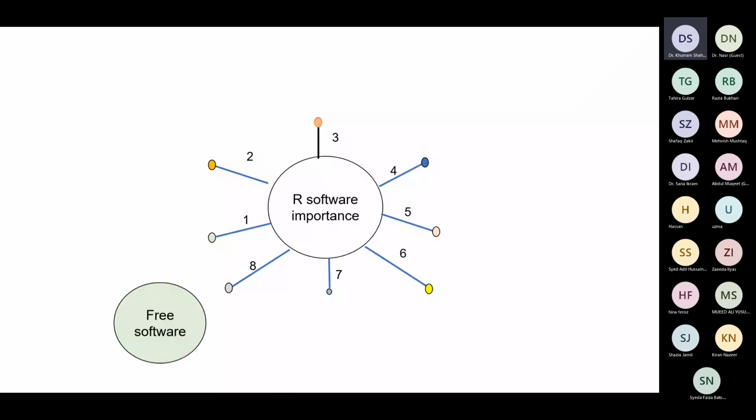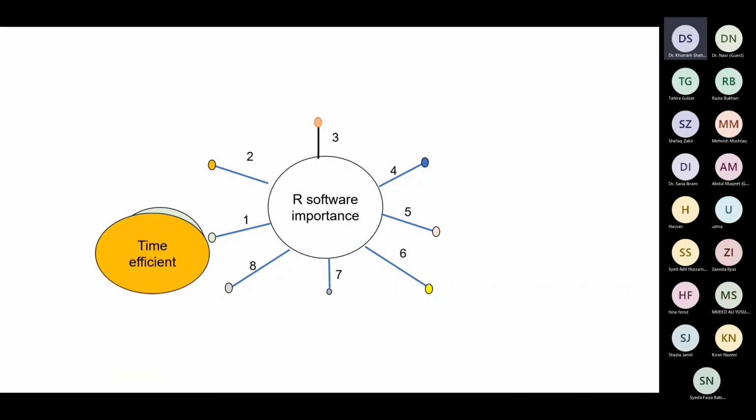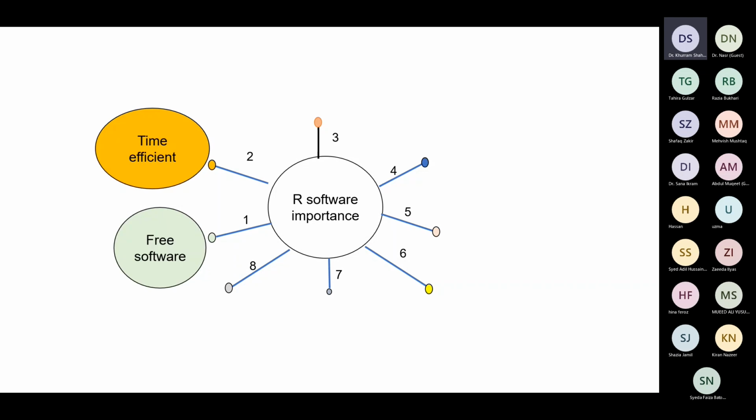Its importance: it's free software. Other software needs a huge amount of money, which our students or even faculty members cannot pay, 300 or 400 dollars, and when a new version comes out they demand more money. R is free of cost. It is also time efficient. You can deal with 4, 5, 10 years of data in a very short time. Analysis that needs weeks or months, you can do within days, or if you are efficient, within hours.